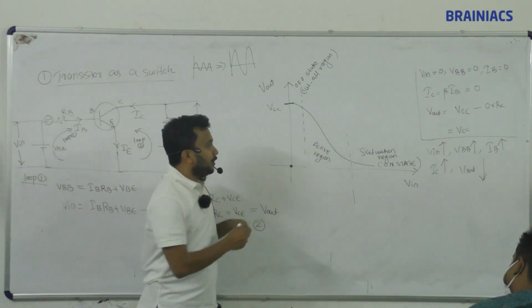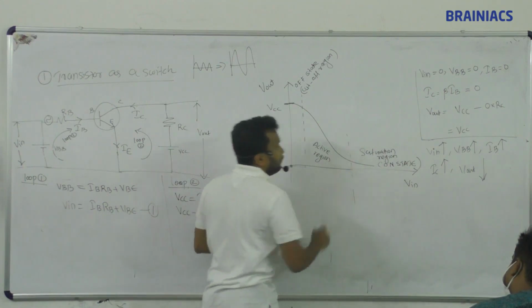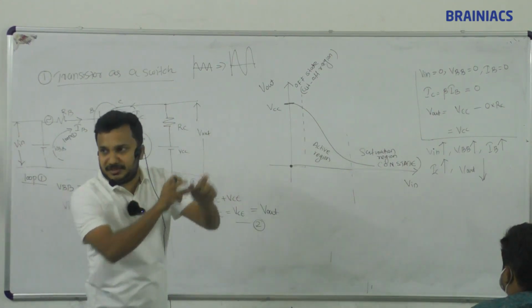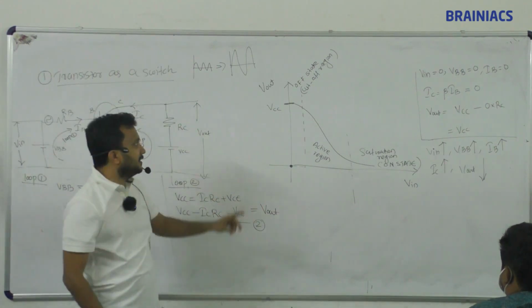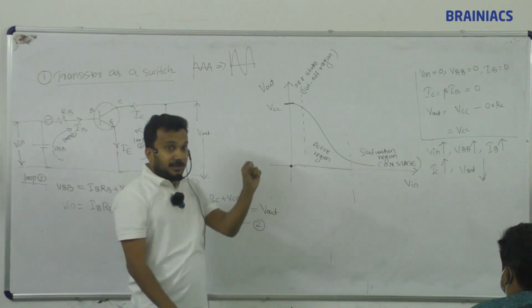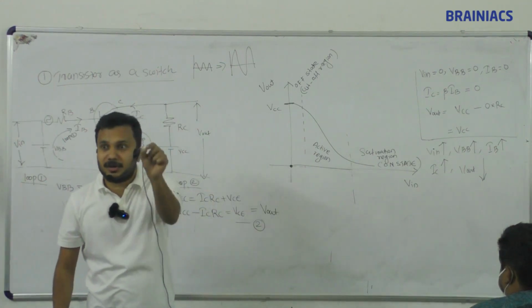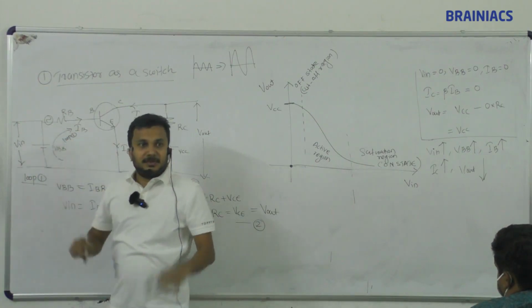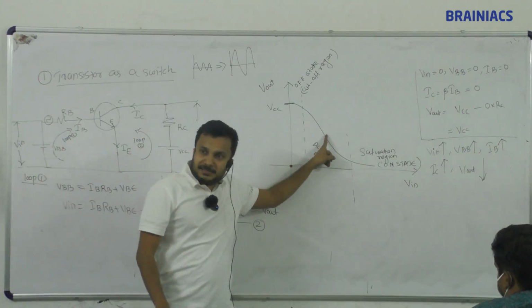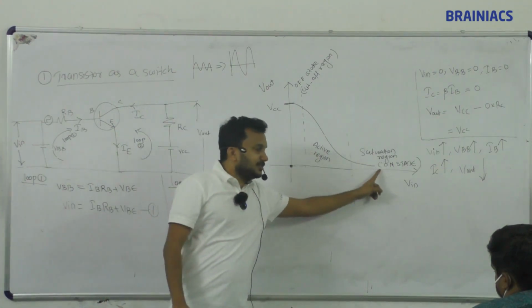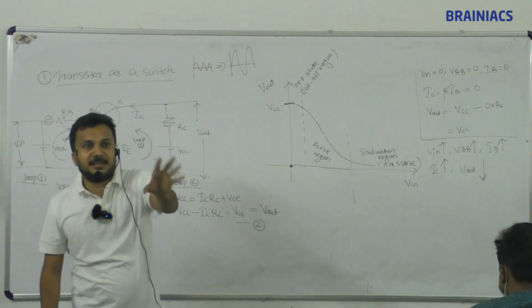So this is the input axis, right? This is the input axis. So at three places I can add the input signal. What are the three regions? In cutoff I can place the AC signal. Suppose the transistor is in the cutoff state, I can give this AC signal. Suppose the transistor is in the active state, I can give this AC signal. Suppose the transistor is in the saturation state, I can give the AC signal.